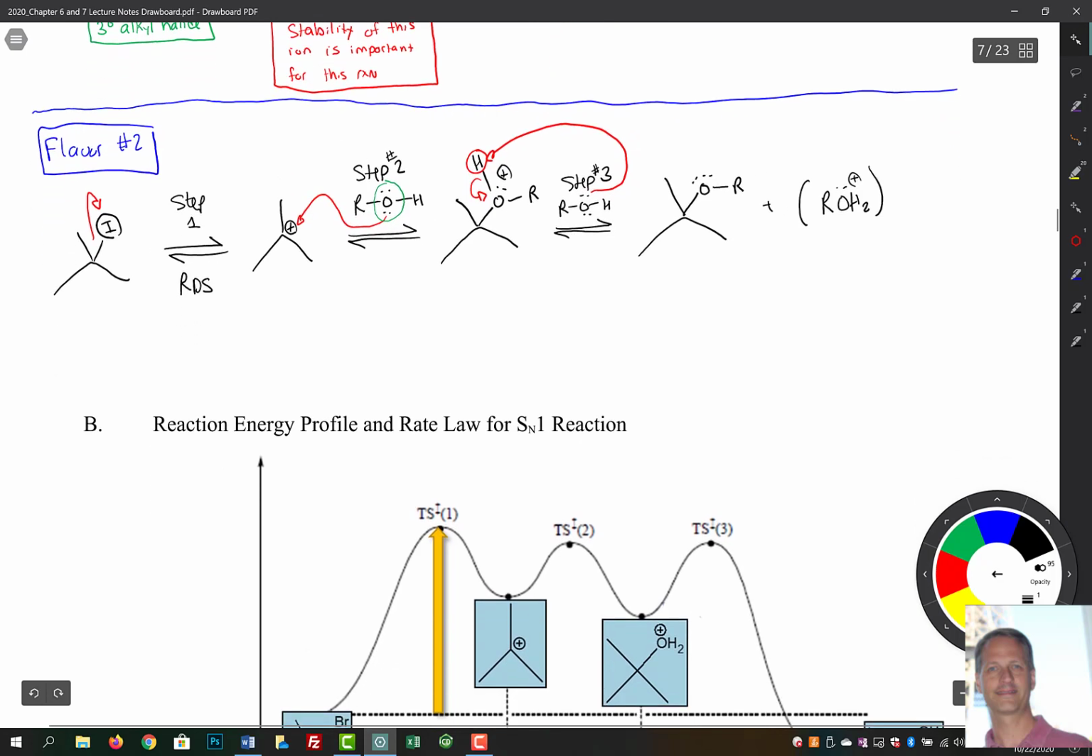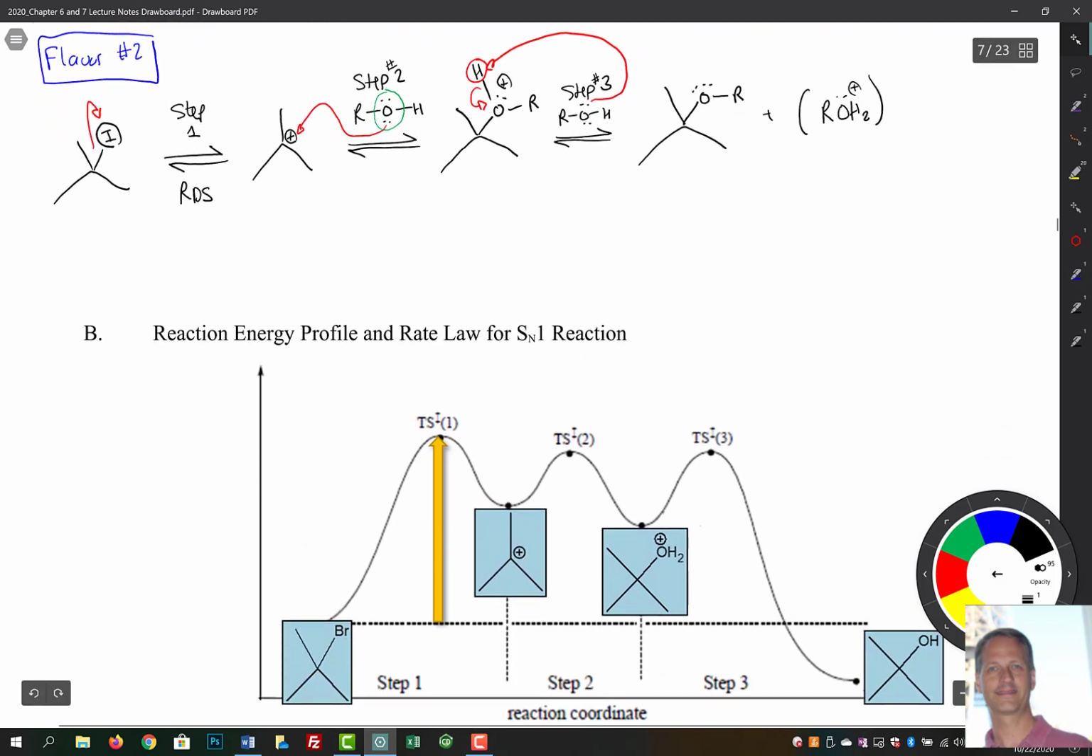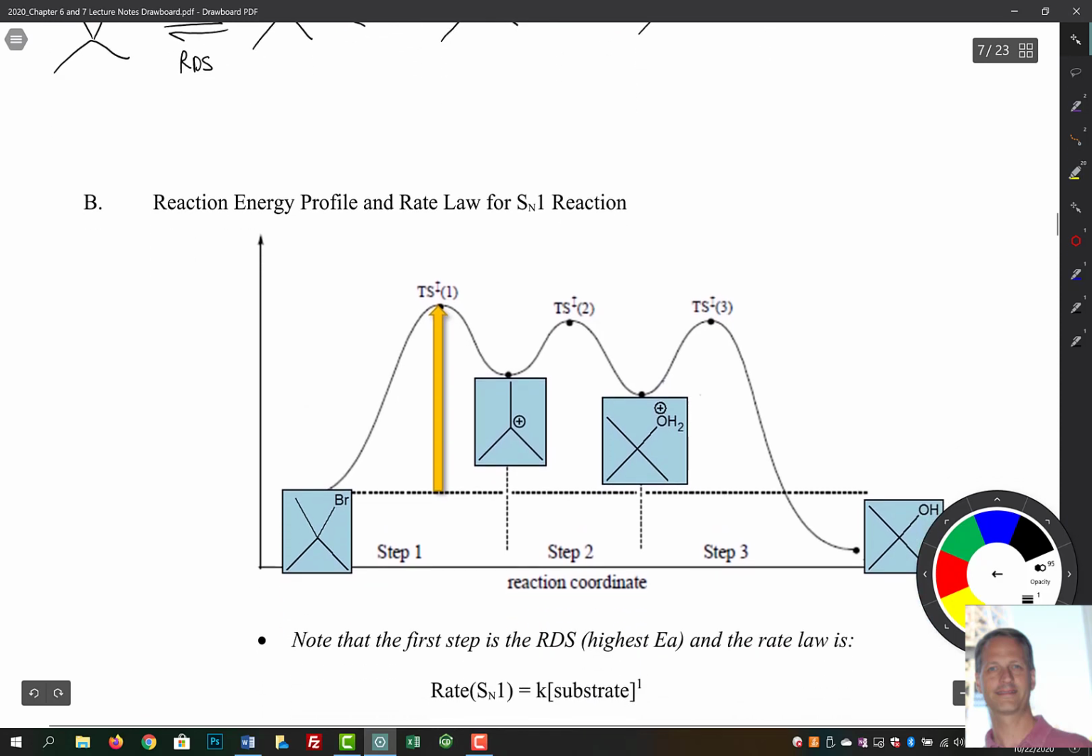Notice that this has 3 steps, and that's what I want to look at down here below. So this is the reaction energy profile here. Remember, over on this axis we have our energy, reaction coordinate down here at the bottom. And in this case I chose a bromo group to be on this. So step number 1, right, is the loss of that leaving group. That forms that carbocation. So here's our carbocation, right?